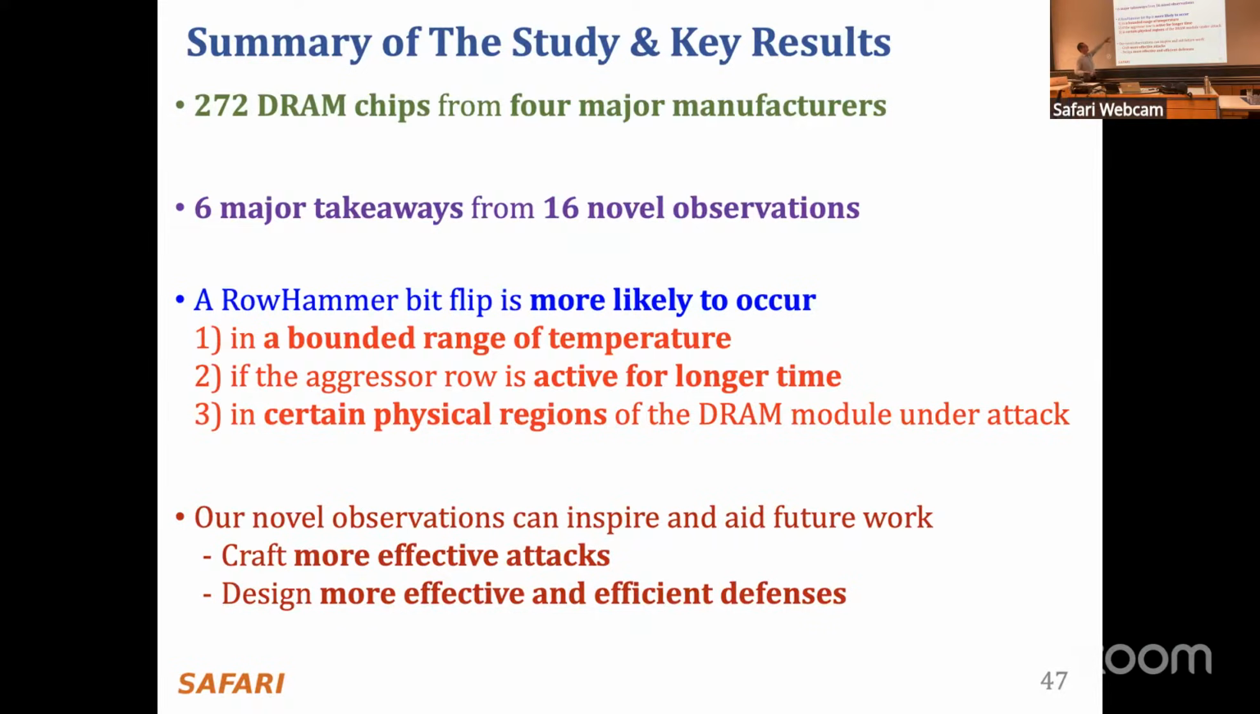If you understand more about where a RowHammer bit flip, or when a RowHammer bit flip, or how a RowHammer bit flip is more likely or less likely to occur, then you can actually use this for building better attacks, more effective, faster, harder to detect attacks. Or you could do this for crafting more effective and more efficient defenses, basically. So understanding is actually good for everyone in the end. And if the attacker understands things much better than you, then you have a problem.